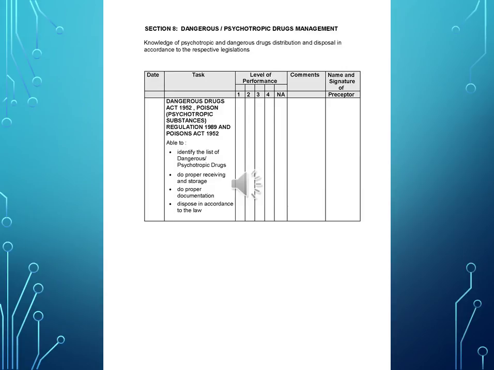Section 8. Dangerous drugs, psychotropic drugs management. Knowledge of psychotropic and dangerous drugs distribution and disposal in accordance to the respective legislations. Date, task, level of performance, comments, name and signature of preceptor. Dangerous Drugs Act 1952, Poisons (Psychotropic Substances) Regulations 1989 and Poisons Act 1952. Able to identify the list of dangerous/psychotropic drugs. Do proper receiving and storage. Do proper documentation, dispose in accordance to the law.